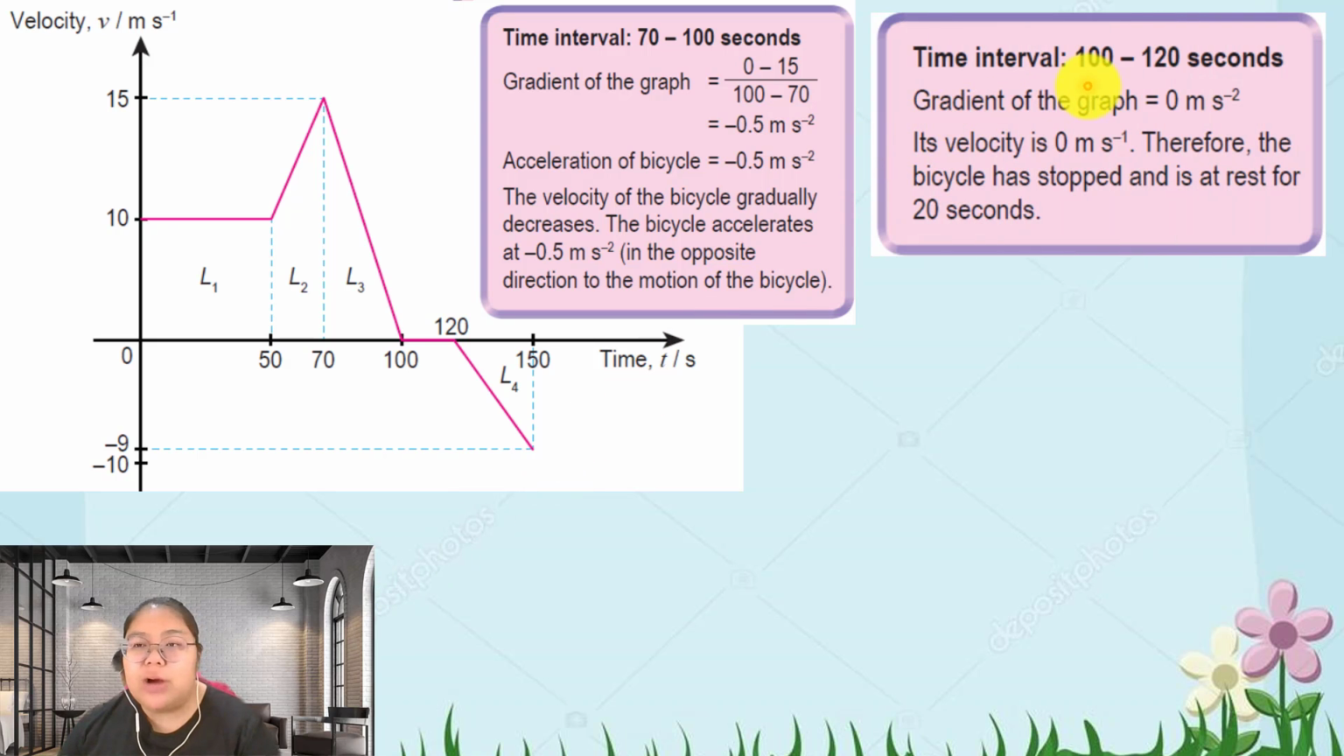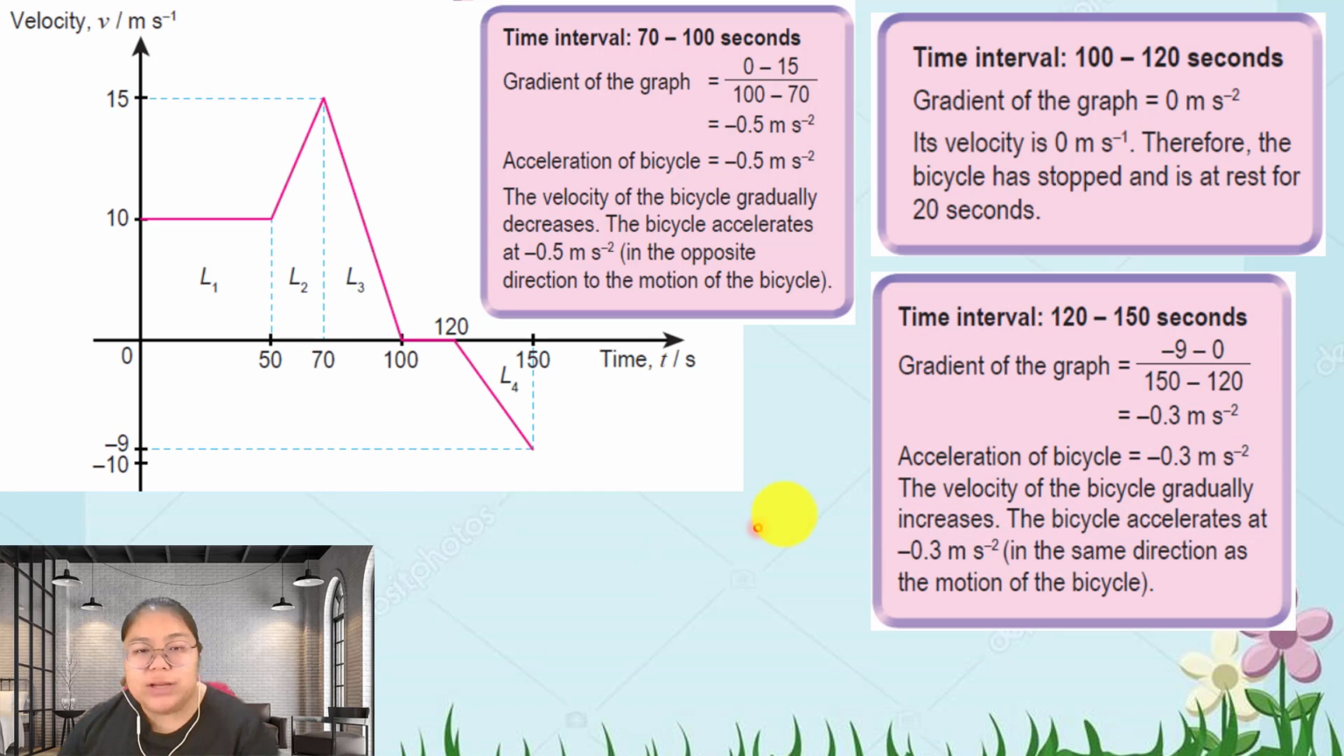Okay, from 100 to 120, the gradient is 0, which means the velocity is also 0. So the bicycle has stopped. It rests for 20 seconds. After that, the last one, L4, is the time interval 120 to 150.